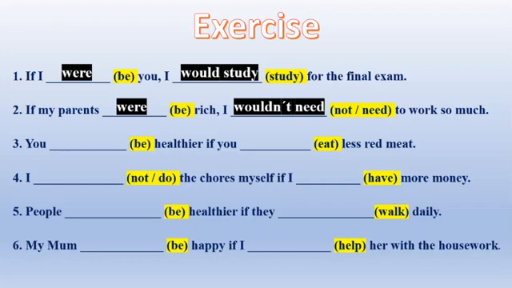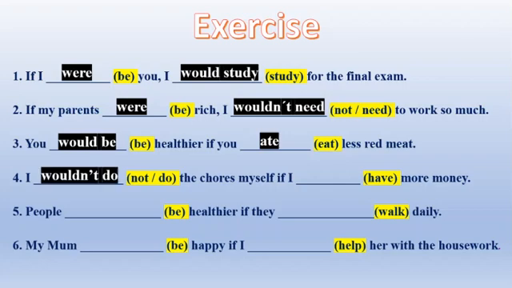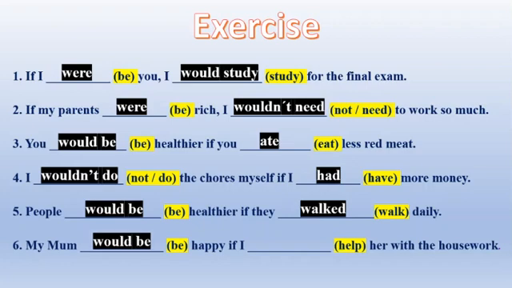For example, number 3, you would be healthier if you ate less red meat. Or 4, I wouldn't do the course myself if I had more money. Number 5, people would be healthier if they walked daily, and my mom would be happy if I helped her with the housework.